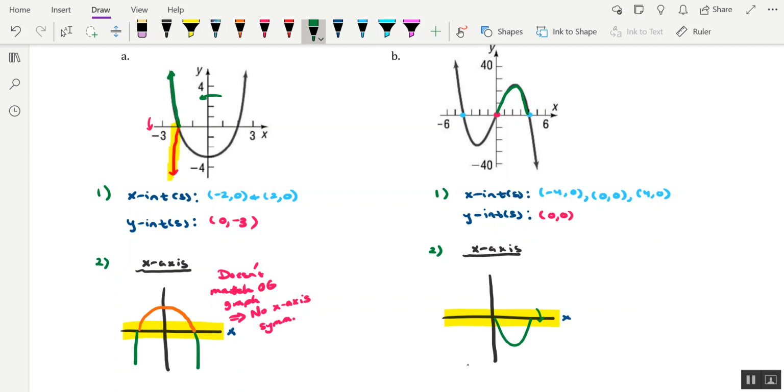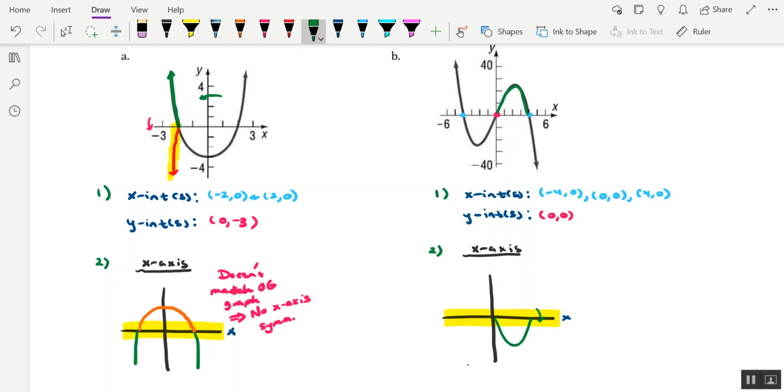My point with this is that you sometimes can get away with eliminating these symmetries right off the bat by just using maybe one piece instead of the entire graph. This would be enough to conclude that it does not have x-axis symmetry.